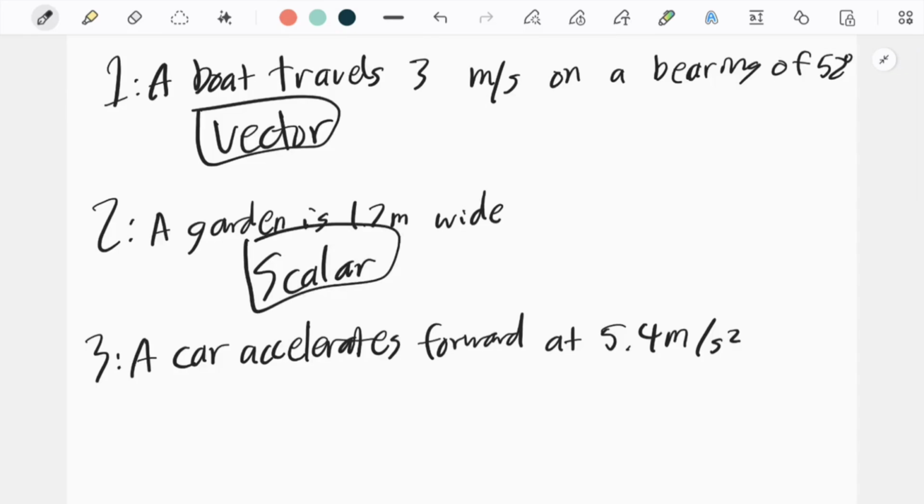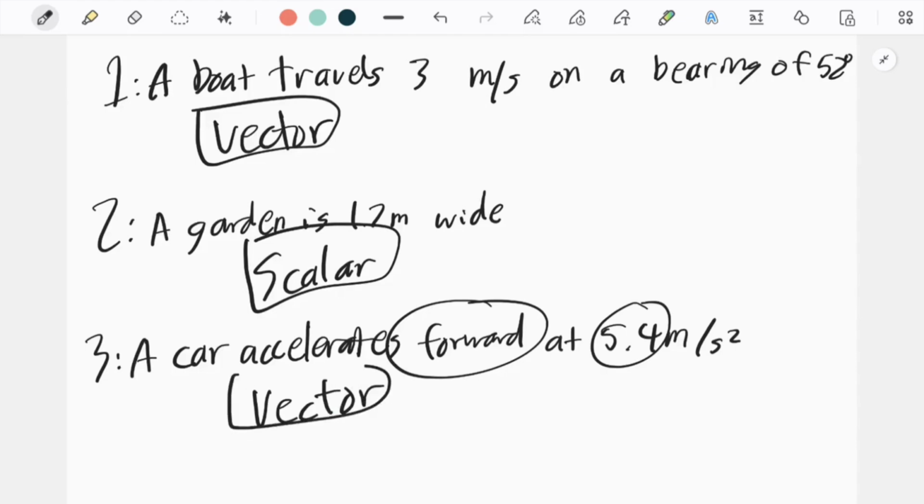So in these type of problems, just look for if it has magnitude and direction, or if it doesn't. Number 3, a car accelerates forward at 5.4 meters per second squared. So you have magnitude and direction. Or if you don't have the forward, the direction might be implied by the positive sign. So this will be a vector as well.